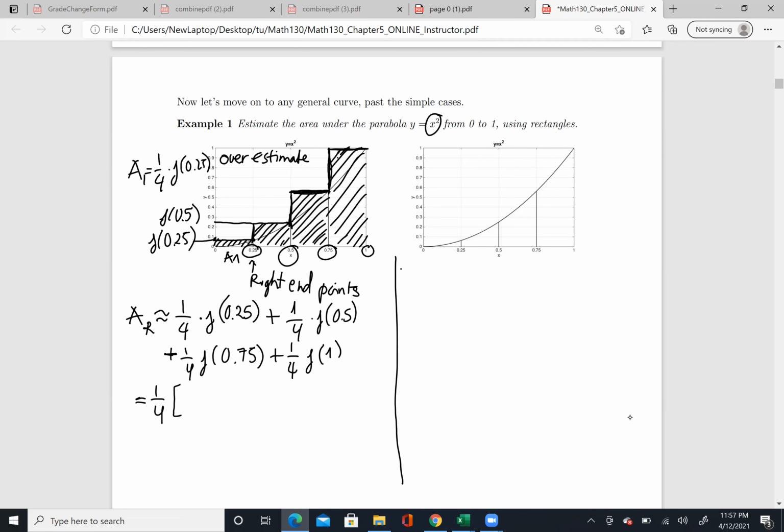So recall, it is the left endpoints, and we're going to get an underestimate. Okay.